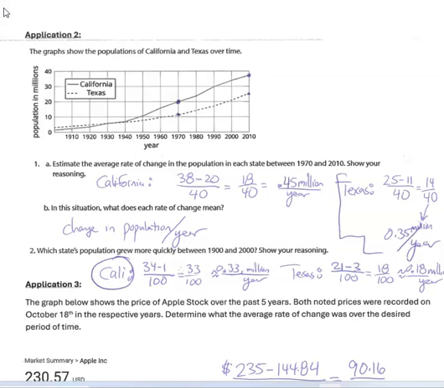And Texas, when you look at Texas, it looks like at 2000 it's about 21. It's about 3 at the beginning. So it's 21 million minus 3 is 18 million change. And that was over 100 years. That's 0.18 million per year. So you can see that California was growing faster.